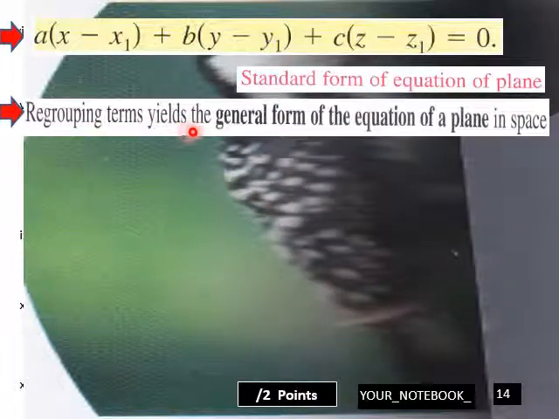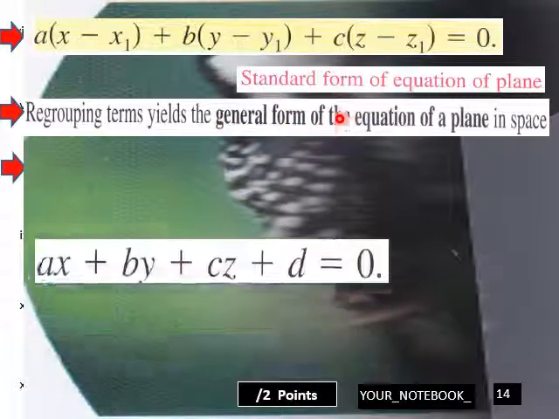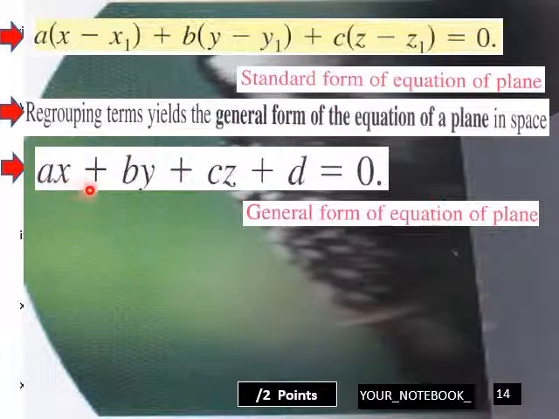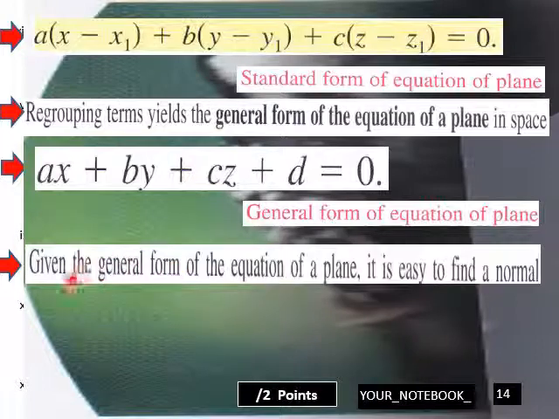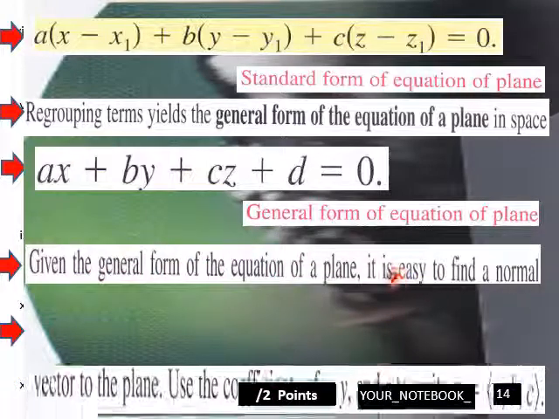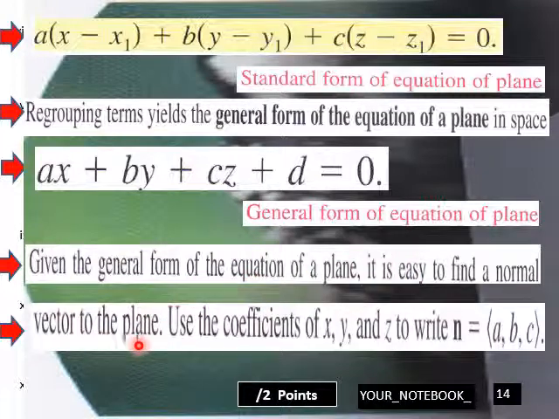Regrouping terms yields the general form of the equation of a plane in space. So we have ax plus by plus cz plus d equals 0. This is your general form. Given the general form, it is easy to find a normal vector to the plane. Use the coefficients of x, y, and z to write n equals a, b, c.